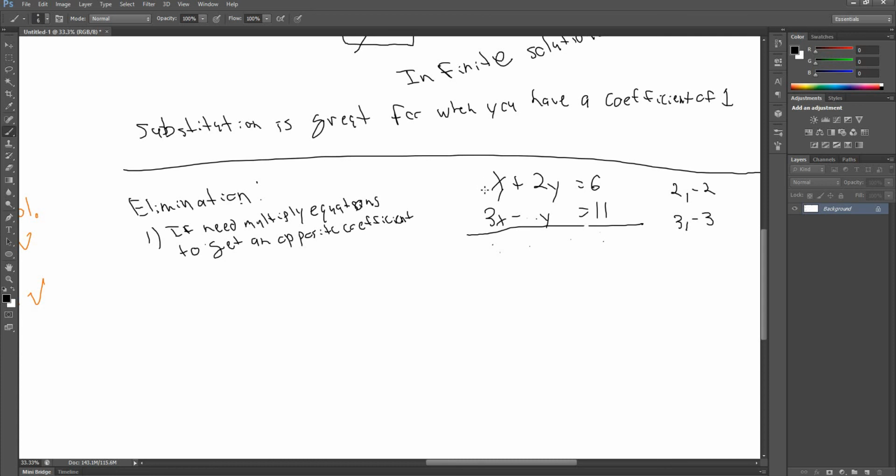So my options are either to multiply equation 1 by a negative 3 or equation 2 by a positive 2. The first would give me a negative 3 plus 3, which would get rid of my x's. The second approach would give me a 2 and negative 2, which would get rid of my y's. I'm going to do this by multiplying by 2.